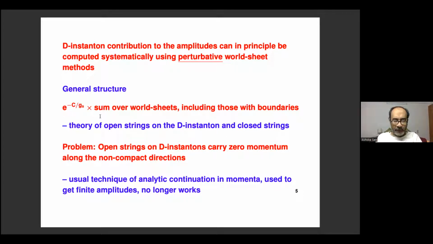Now the problem of implementing this, carrying out this sum over worldsheets, is that open strings on D-instantons carry zero momentum along non-compact directions. That's simply because of the fact that we are imposing Dirichlet boundary condition on all the non-compact directions, so there is no momentum in those directions. And this means that the usual technique of analytic continuation in momentum that one uses to get finite amplitudes in string theory no longer works, because the momenta are fixed. In fact, they are strictly zero along the non-compact directions, and of course, along the compact directions, they are quantized.